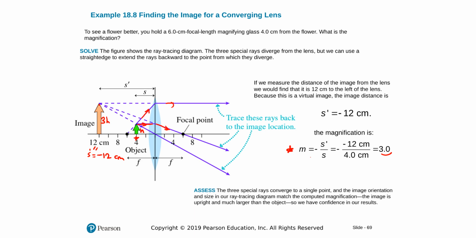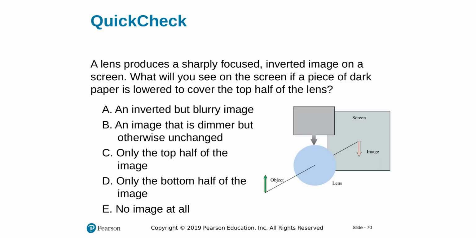I want to remind you here again, I briefly mentioned S prime over S is equal to H prime over H. So if the image is 3 times farther away from the lens than the object, its height will be 3 times larger, directly proportional. This is a very nice question here.